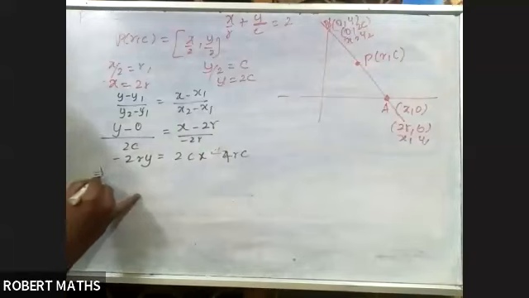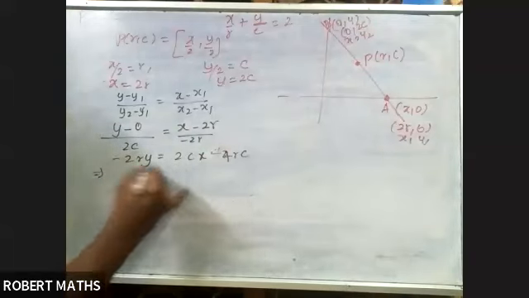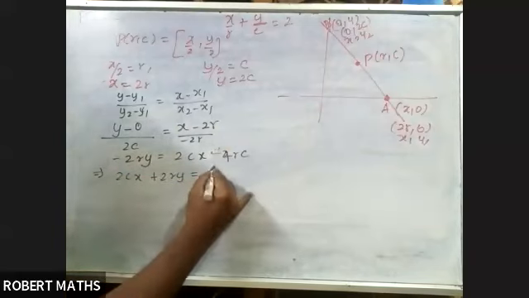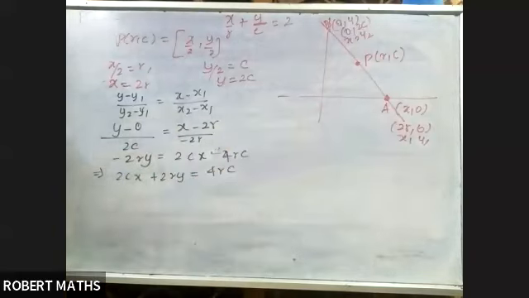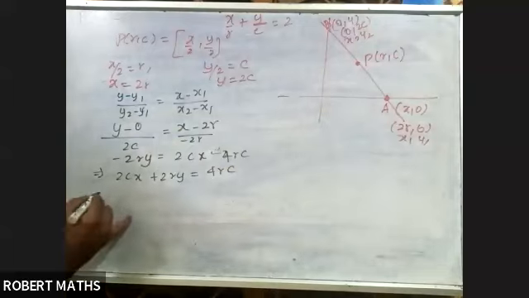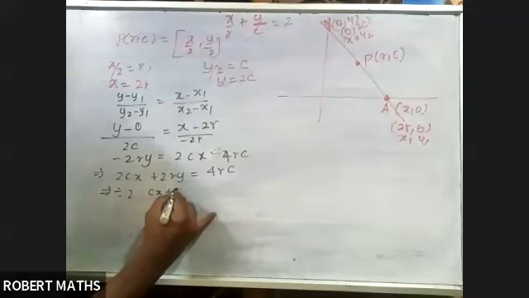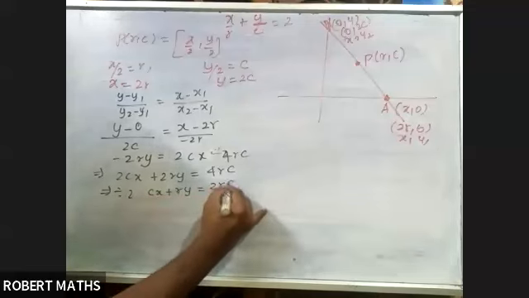You can arrange this on the side: 2cx plus 2ry. Bring this to the side, 4rc. But we have 2 common. Everything divided by 2, we get cx plus ry equals 2rc.